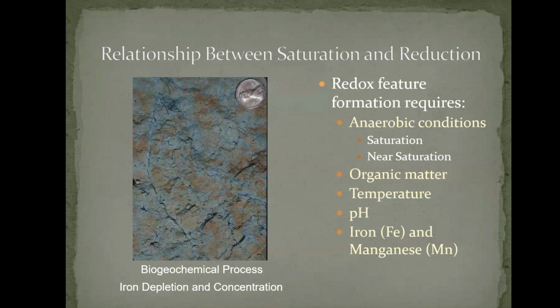The third component is temperature. It has to be an adequate temperature for biological functions to take place, which is greater than 40 degrees. If it's frozen or too cold out there, the biology shuts down and you're not going to get that. Again, it's biological and chemical. The biological component won't start, therefore you're not going to get the chemical component. It also has to be a neutral pH. If it's too high or too low, it's outside of the comfort zone.